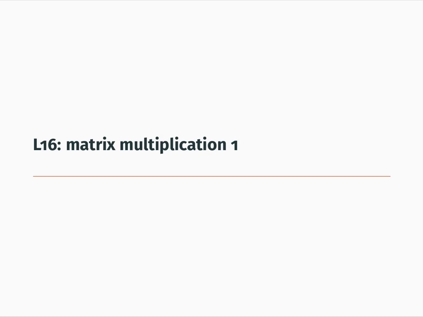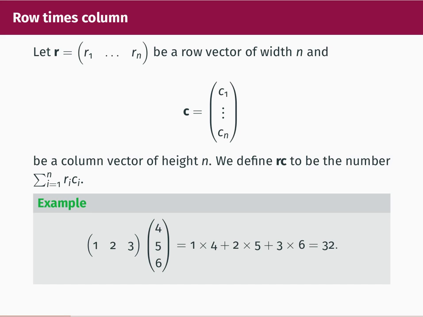In this video we're going to learn how to multiply certain matrices together. We're going to build up that definition step by step from the simplest to the general case. So here is that most simple case, which is that of a row times a column.